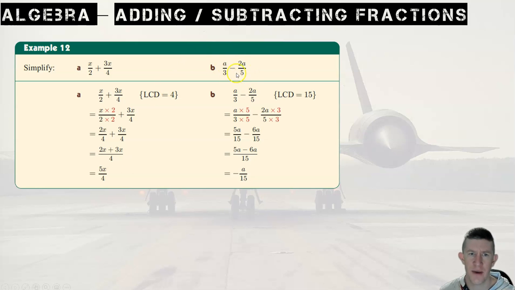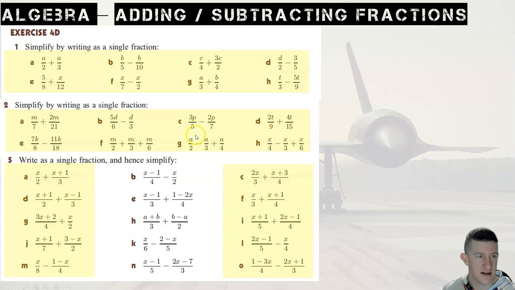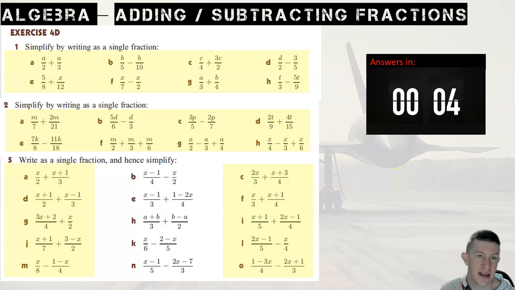So these are using numerical examples. Eventually, we're going to see things that have x's on the bottom. For now, these are all numerical denominators, so it's not too bad. And then we're adding the tops, just like we've seen previously. So have a go at these questions. Answers will be up in 5 seconds.